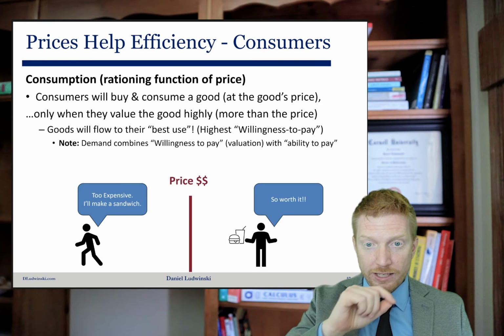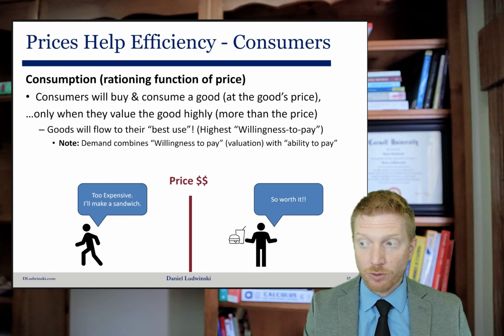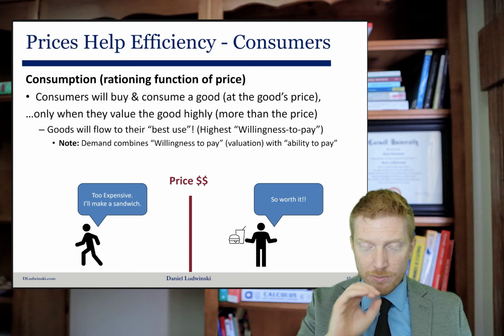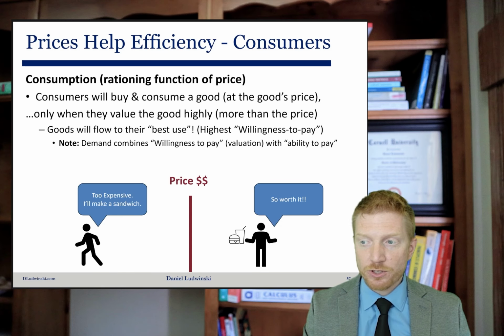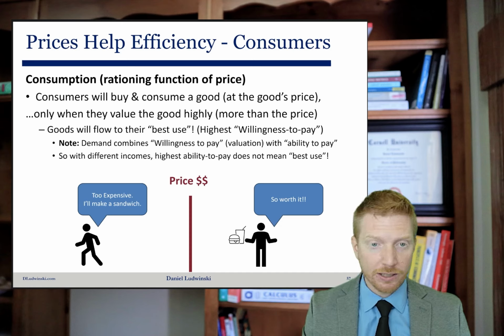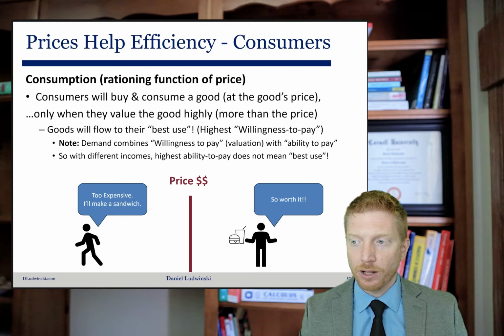So the willingness to pay, which is our demand curve, which determines is it worth it for this person, is not the same thing as ability to pay. Maybe this person would have benefited more, but they simply do not have the means. Right? And so we want to emphasize that with different incomes, the highest ability to pay does not imply the best use, because we want to maybe think about utility in that instance, and not just the dollar amount they're willing to part with.